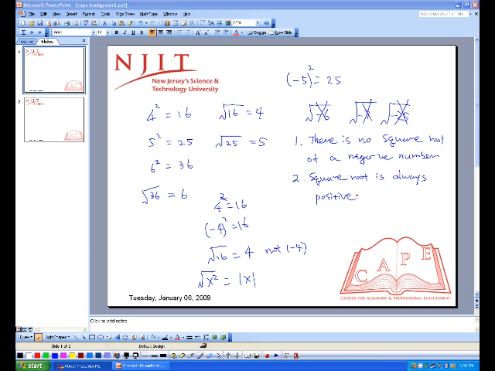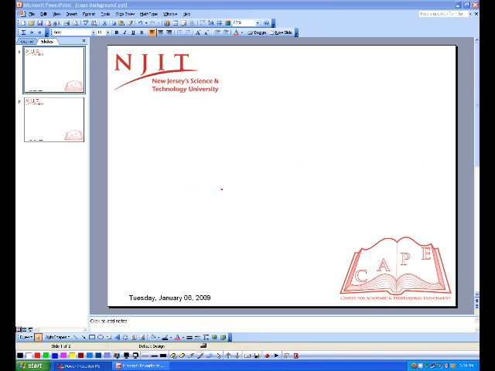Okay, so let's review that. The square root is the reverse operation of the square. And the two rules are: one, there is no square root of a negative number. The second one is the square root is always a positive number. You cannot have a negative number. It's always positive. So that concludes the definition for the square root, and we could do some examples.